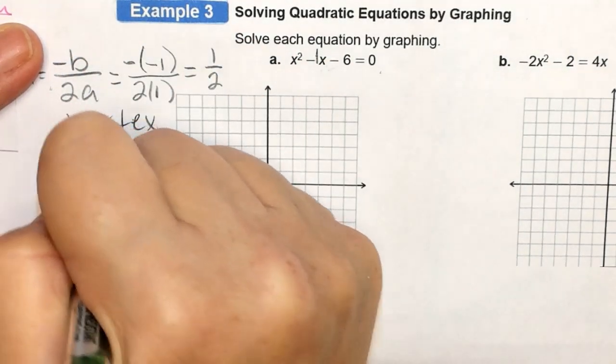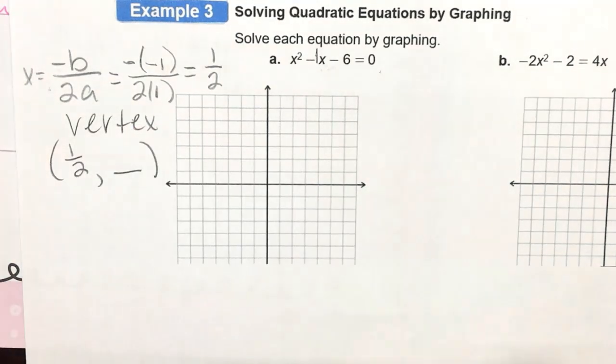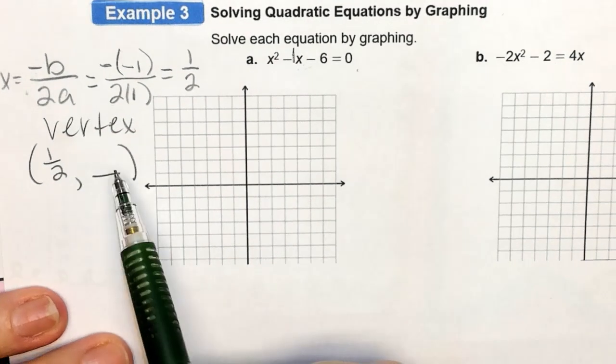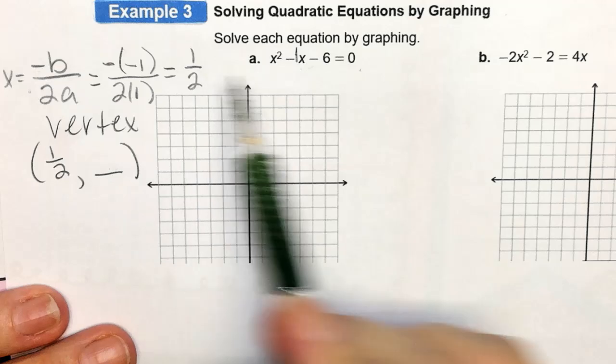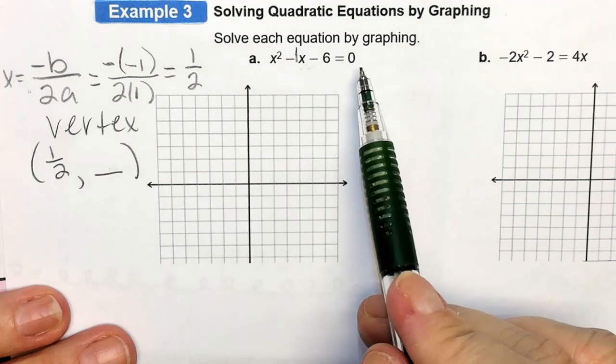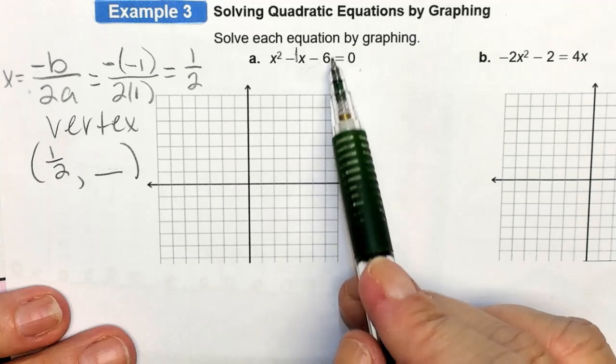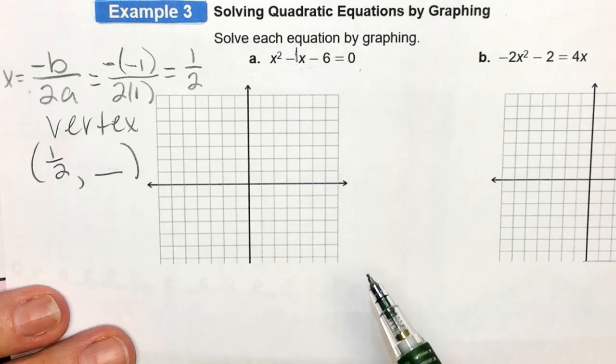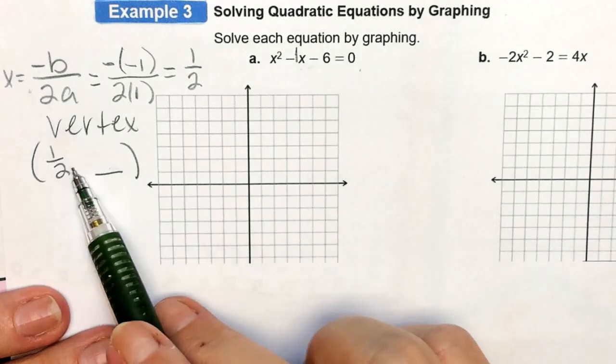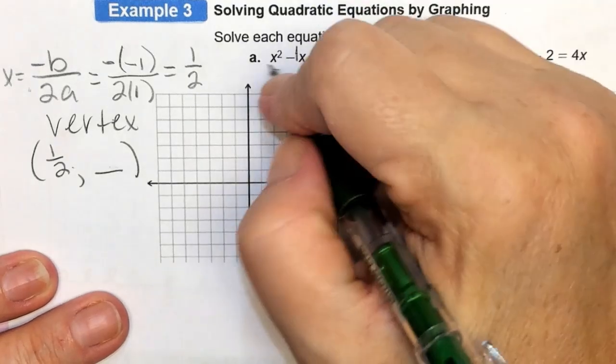is 1/2 comma something. So if you recall from chapter 2, the way we find this is we substitute 1/2 into here. If you need to turn it into decimals, turn it into decimals. But I think we all know what half of 1 and what half of 6 is. All right, so I'm going to plug in 1/2 into here and solve.